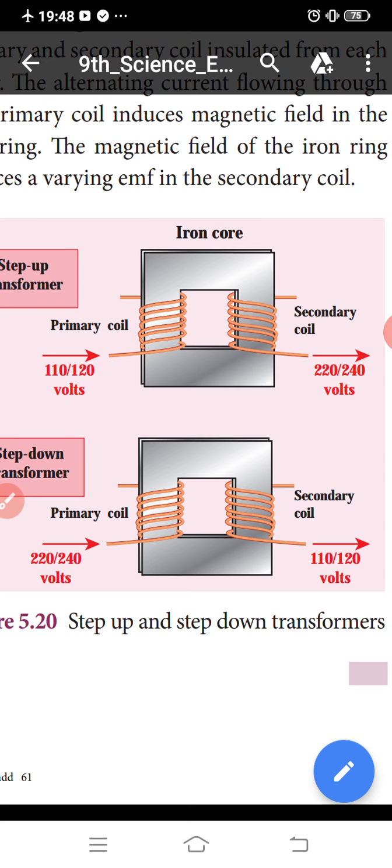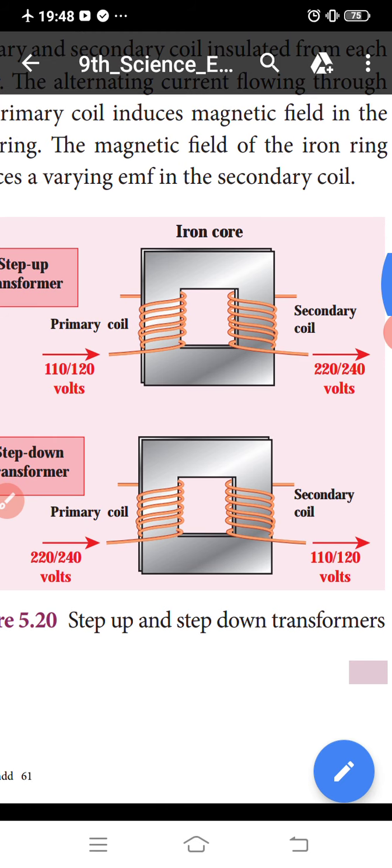A transformer cannot be used with a direct current source because the current in the primary coil is constant. Then there will be no change in the number of magnetic field lines linked with the secondary coil, and hence no EMF will be induced in the secondary coil. See these two types of transformers, step up transformer and step down transformer.